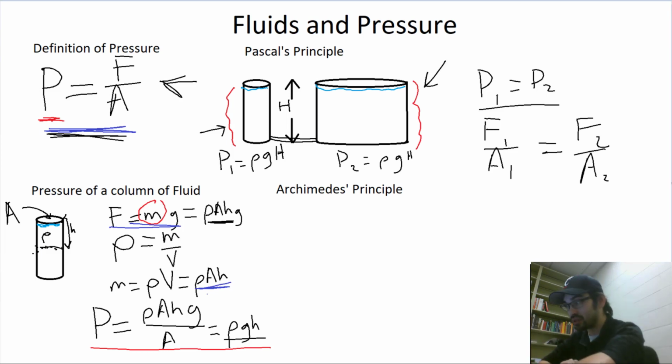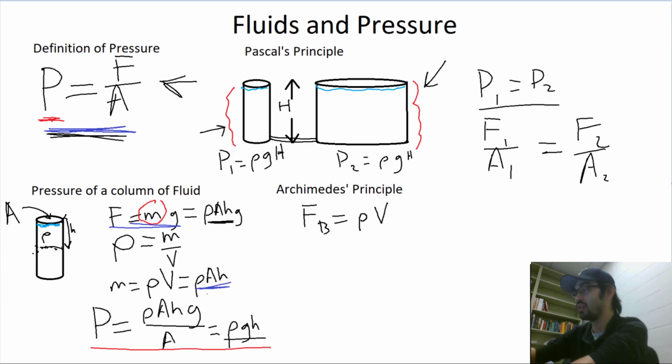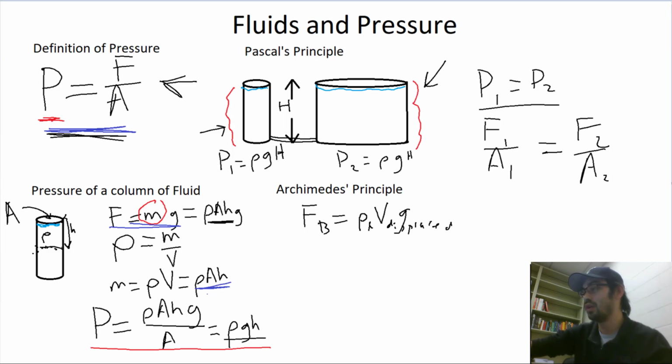The last thing that I want to talk about is what's called Archimedes' principle. What Archimedes' principle says is that the buoyant force F sub B is going to be equal to the density of a liquid times the volume that's displaced in the liquid. So this is the liquid, and this is displaced, times gravity.